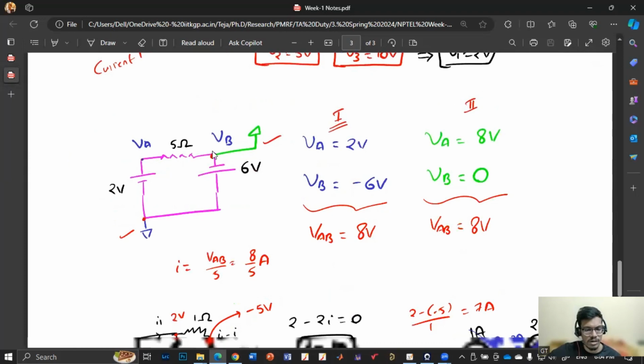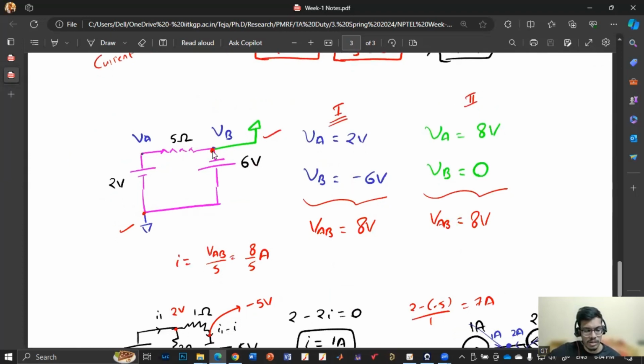Then a few people had queries regarding whether we need to choose any reference ground, or how it will affect the result if I select any other reference ground. Depending upon the reference, our potential will vary, but the potential difference between any 2 points should remain the same. We proved that by considering 2 different reference points.